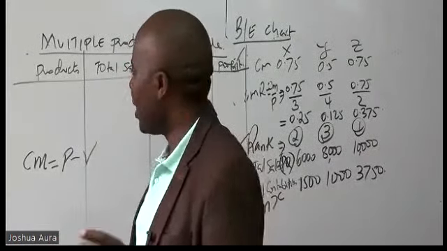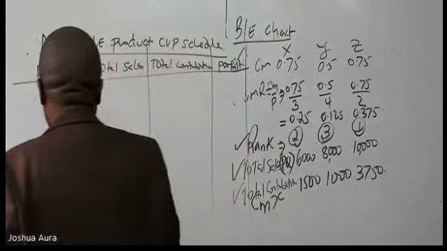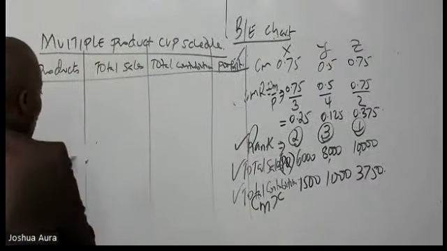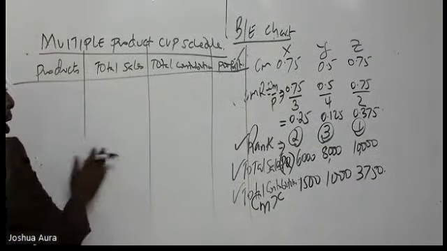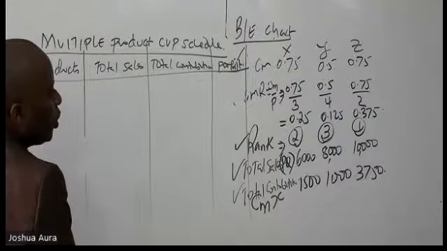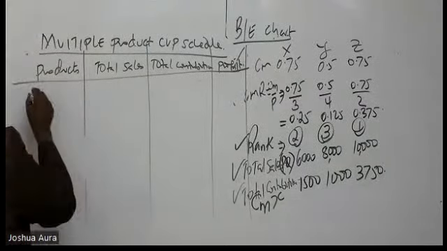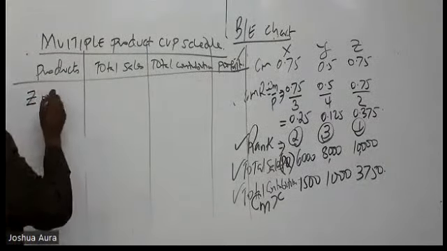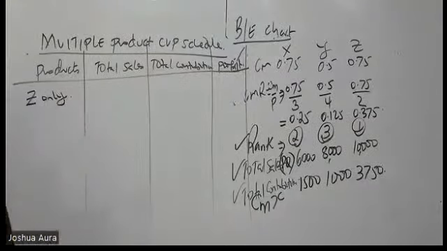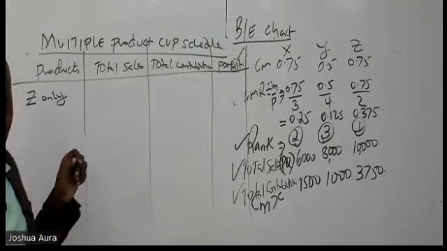Great. So, ladies and gentlemen, from there, now come and give us the product. You start with the best ranked. So the best ranked is which one here? It is Z. So we produce Z only. We start with the best ranked.